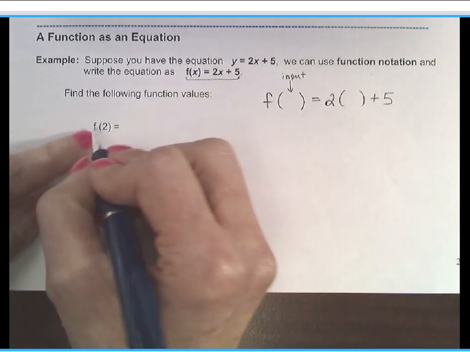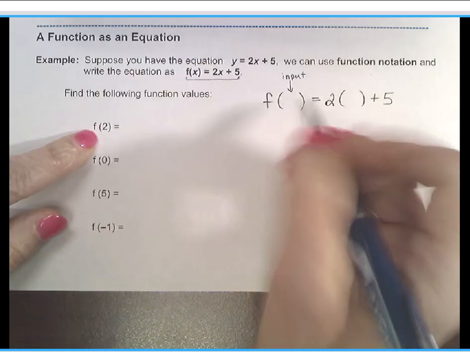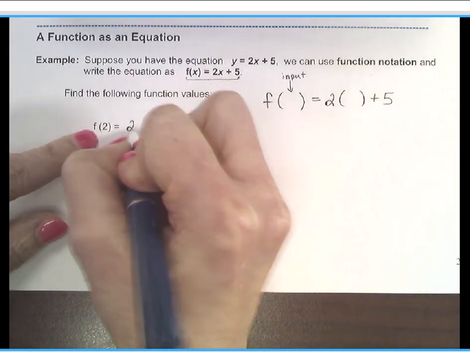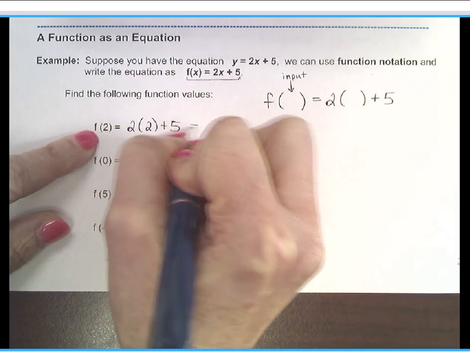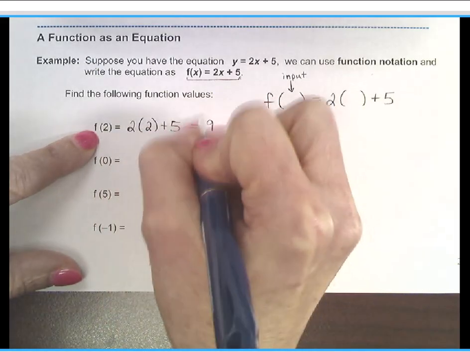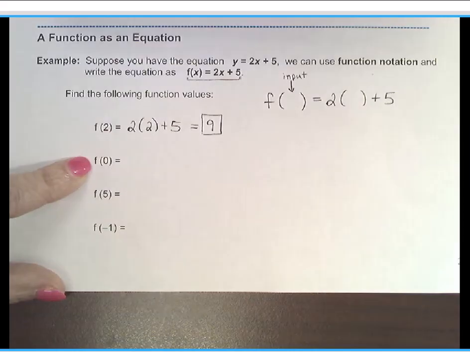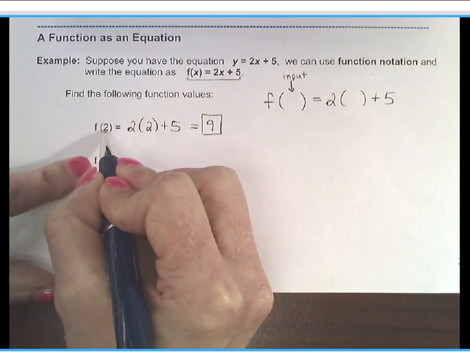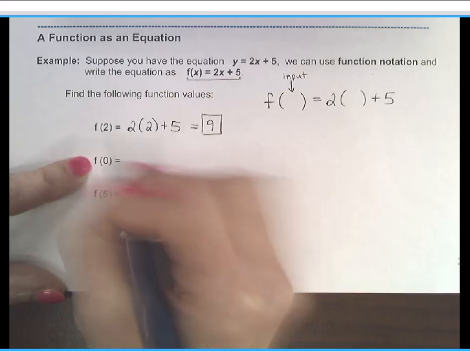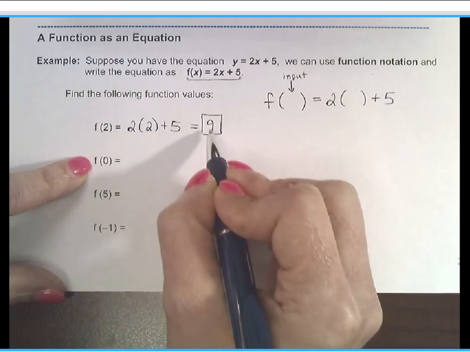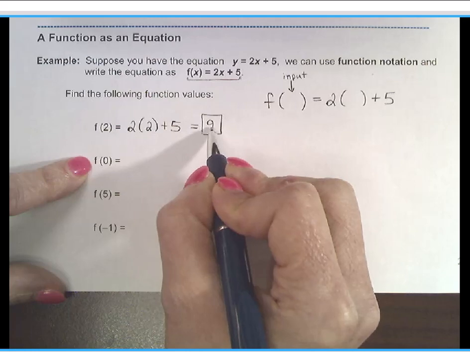So the first one says f of 2. So that means our input is going to be 2. So it's going to be 2 that we double, and then we add 5. And that's going to be 9. So when you put in 2, you get out 9. So f of 2 is 9, meaning the x of 2 pairs with y equals 9.